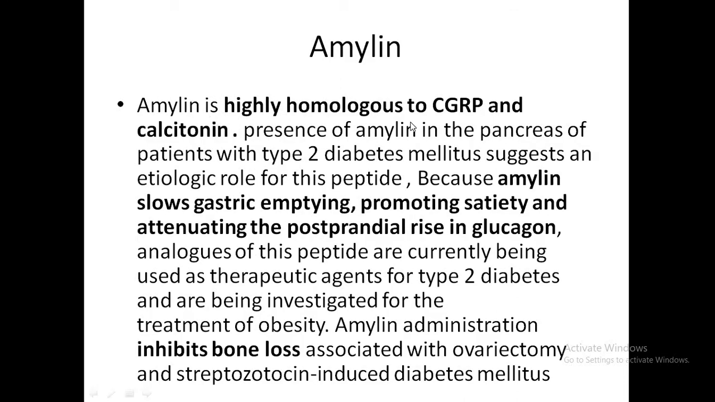Coming to amylin, it's highly homologous to CGRP and calcitonin, and the presence of amylin in the pancreas of patients with type 2 diabetes mellitus suggests an etiological role for this peptide. But amylin slows gastric emptying, promoting satiety and attenuating the postprandial rise in glucagon. So analogs of this peptide are used for the treatment of type 2 diabetes mellitus, and it's also being investigated for obesity treatment as well. Amylin will inhibit the bone loss associated with ovariectomy.